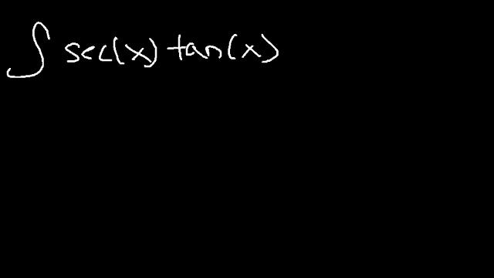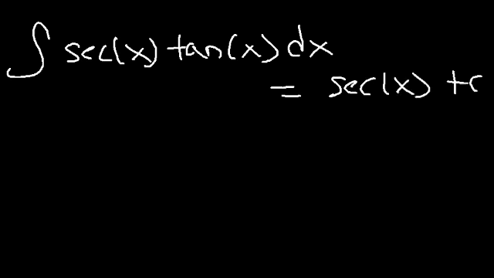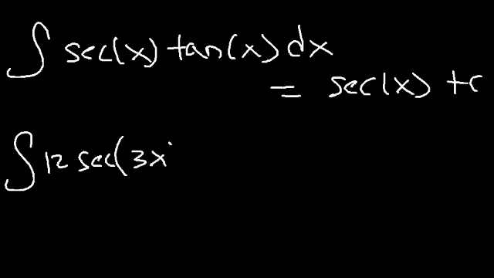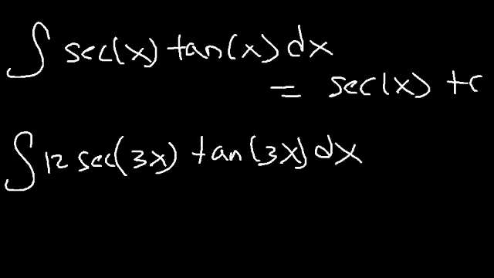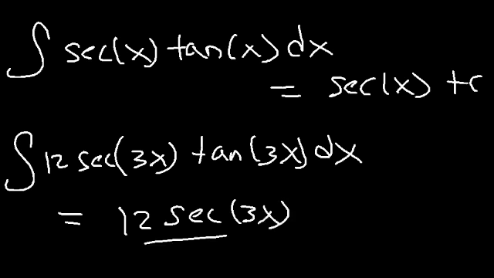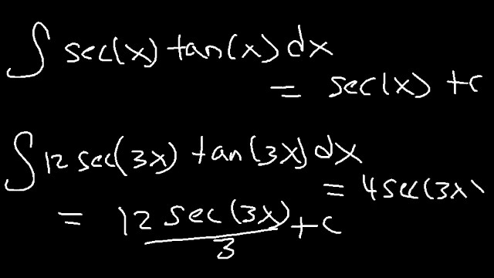Now what is the antiderivative of secant x tangent x? The derivative of secant is secant tangent, so this is equal to just secant x plus c. So if we have the antiderivative of 12 secant 3x tangent 3x, this is equal to 12 secant 3x divided by 3 plus c, which is just 4 secant 3x plus c.